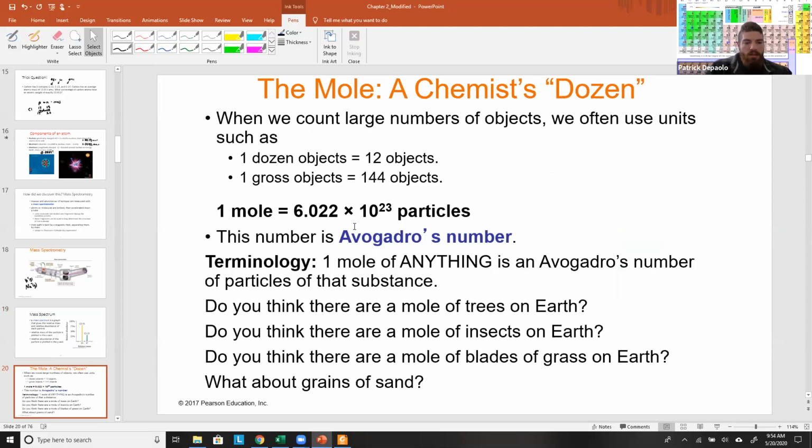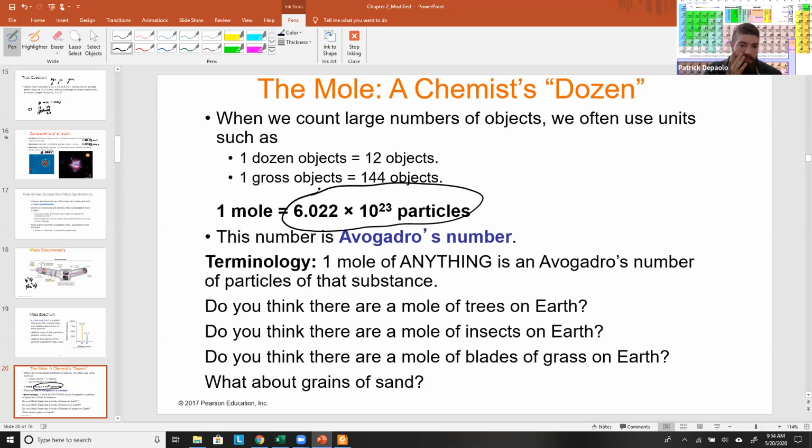Okay. Next thing we're going to cover is the mole. Now, the mole is a large number, like I mentioned, and to cut to the chase, it's this number. It's Avogadro's number. So Avogadro is a scientist, and he came up with this number using his equations. I'm not going to go into that, but he came up with Avogadro's number as 6.022 times 10 to the 23rd.